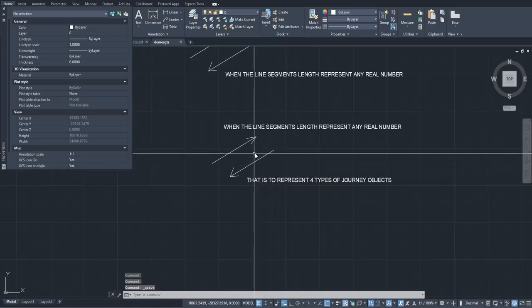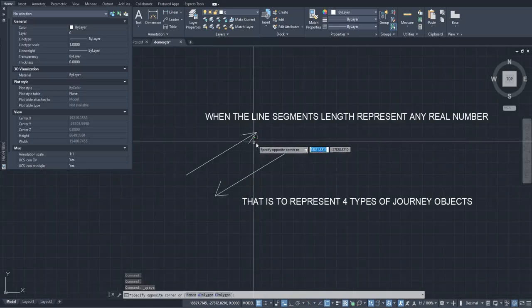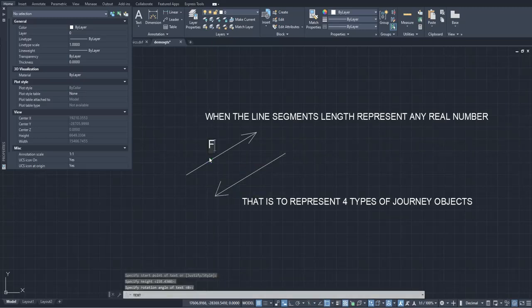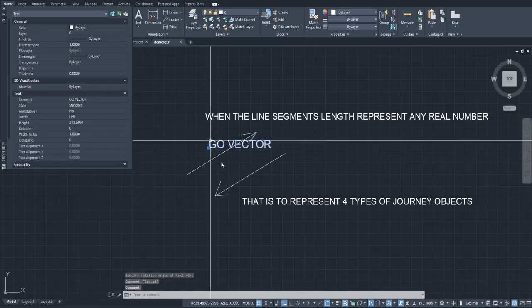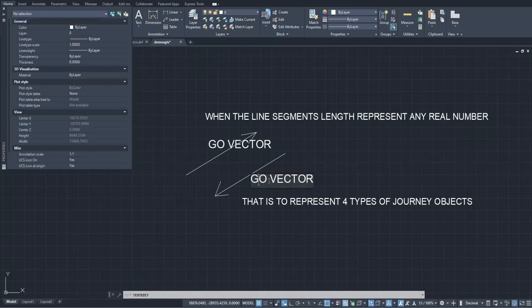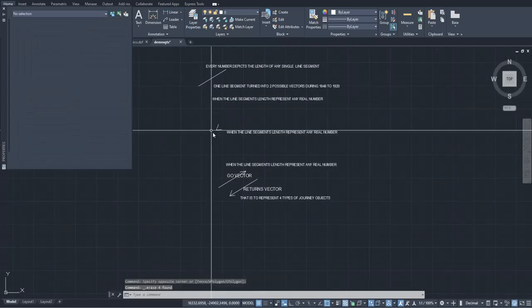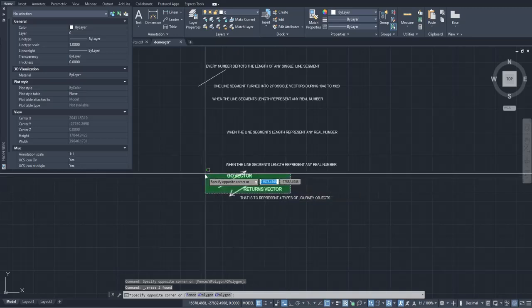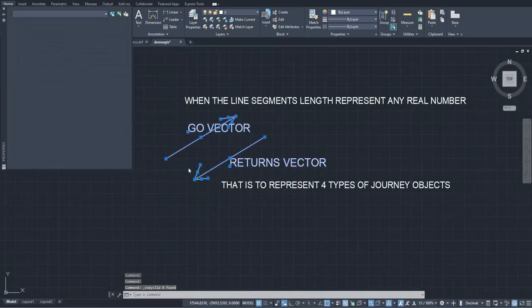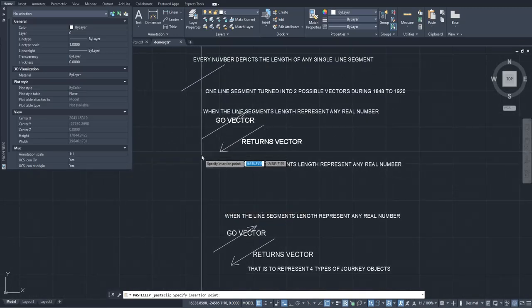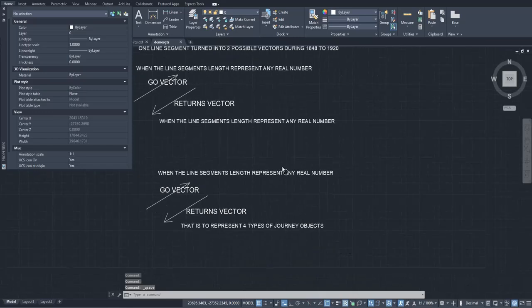These are advanced concepts of vectors. So this is a co-vector. Suppose this is a co-vector for one line segment. For the same line segment, this is a return vector. And we should show these things for the vector here, where the co-vector and return vector are represented. We are showing here that if the line segment has a real number, then there are two vectors possible. One is the co-vector, another is the return vector.